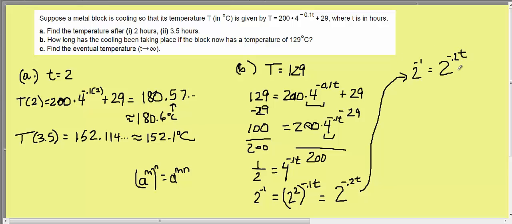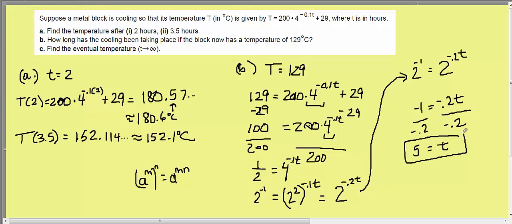So once I have the same base like this, I can set my exponents equal, just ignore the 2 on the base. So this is negative 1 is negative 0.2t. Finally, it looks normal where I can just divide, and I'll find out that t is 5. So not so bad. That's how many hours it's been sitting to get that.